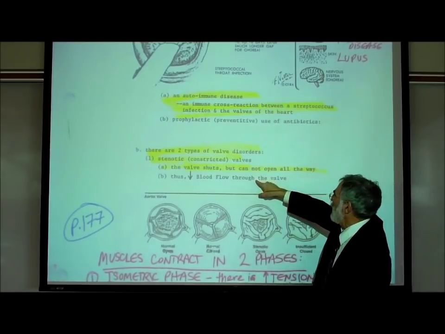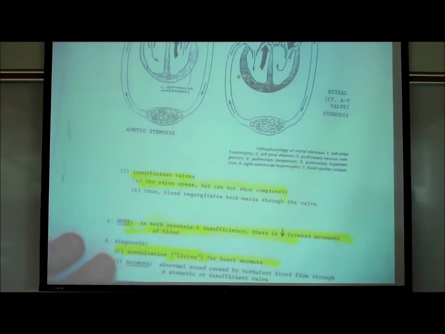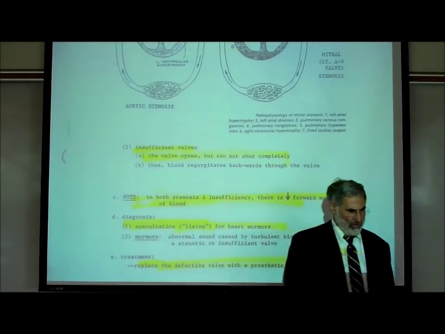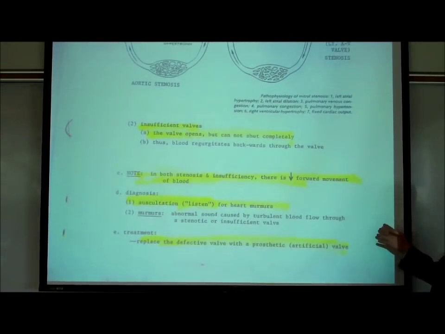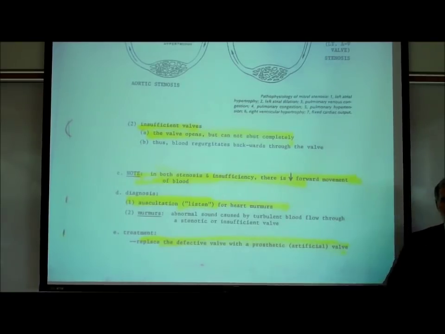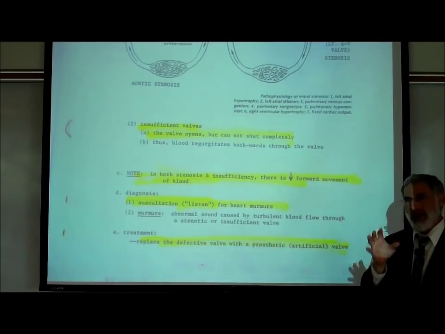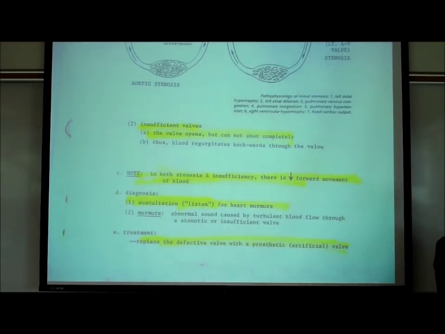The stenotic valve shuts, but it can't open all the way. Thus, there's reduced flow through the valve. And on the next page, 178, an insufficient valve is a valve that opens but doesn't shut completely, so it regurgitates backwards. Now, in both cases, in both stenosis and insufficiency, there's a reduced forward flow of blood from one chamber to the next. And again, you've got to know the order. Again, to repeat, we're talking about arguably the most important organ in your body. You can't go into the health field without understanding how blood flows through the heart.